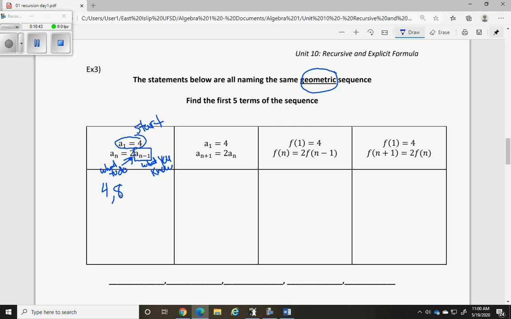If I multiply it by 2, I get an 8. Now I know an 8. If I multiply it by 2, I get a 16. Now I know a 16. If I multiply it by 2, I get 32. Now I know a 32. If I multiply it by 2, I get a 64.